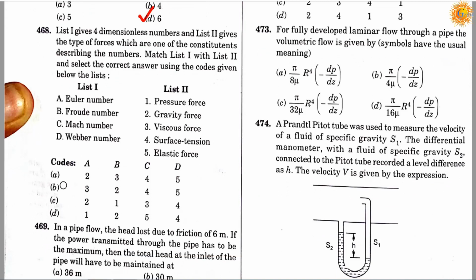So the correct answer is D. It will be this one. According to D, the Euler number will be pressure force, and the Froude number will be gravity force. C, the Mach number, belongs to 5, the elastic force, and the Weber number belongs to fourth, which means surface tension.